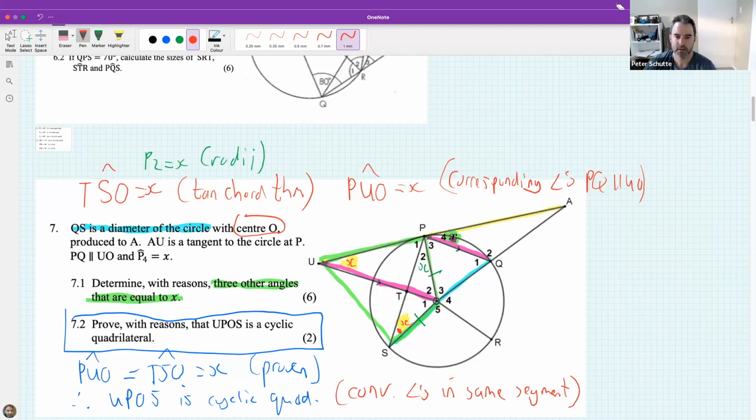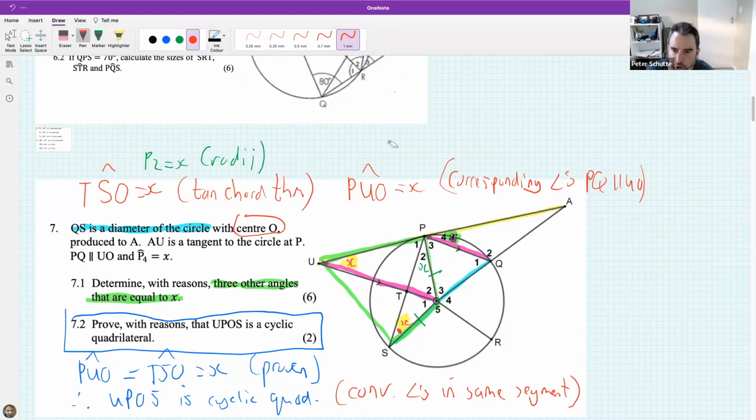Okay. Thumbs up. Sir, what about T? So T or P? Oh, PUO and TSO. TSO. It's a T. That's a T there. Oh, you can use either. TSO and TSO are the same angle, so it's not a problem.